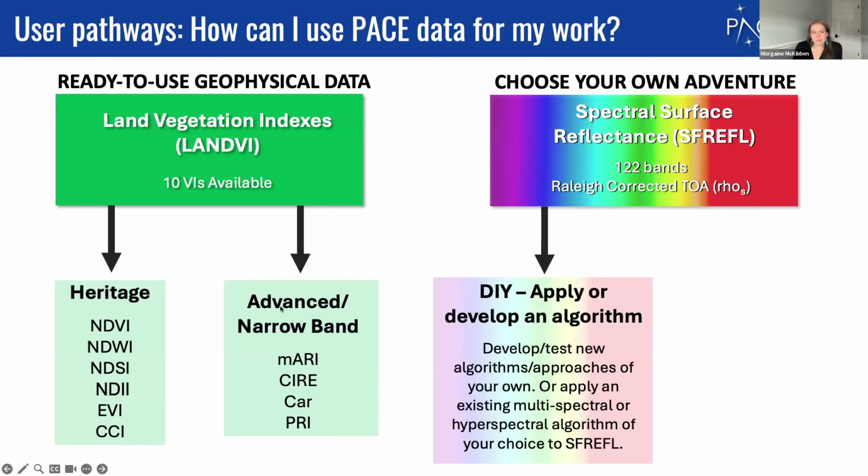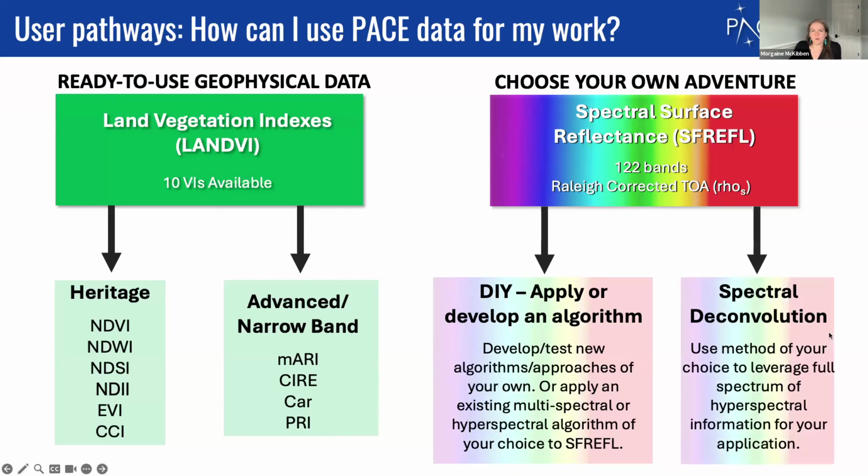So you could apply existing algorithms, develop your own. A lot of folks also do spectral deconvolution, where they use some kind of approach with a bunch of spectral end members, perhaps vegetation types, and they use that information, whether with AI or other ways, to deconvolve what they are seeing in their image area based on that full spectral information.